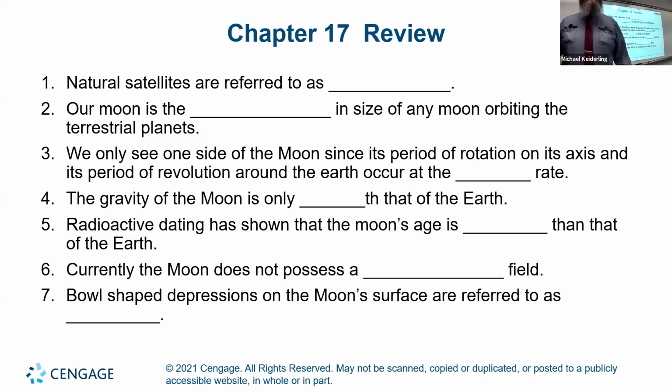Radioactive dating has shown that the moon's age is less than that of the Earth. It's younger than the Earth. Currently, the moon does not possess any significant magnetic field. And bowl-shaped depressions on the moon's surface are referred to as craters.